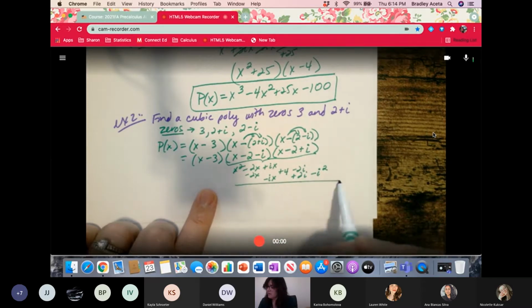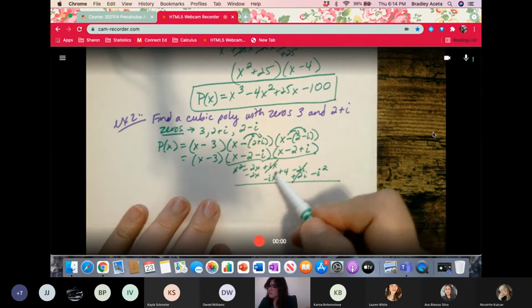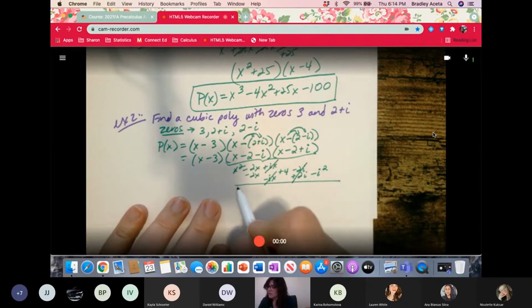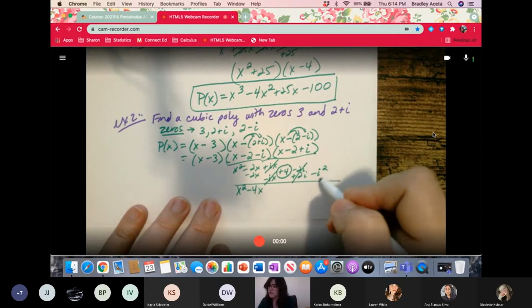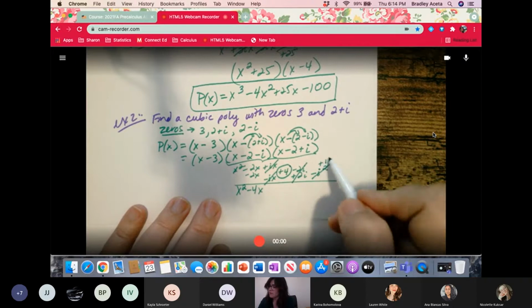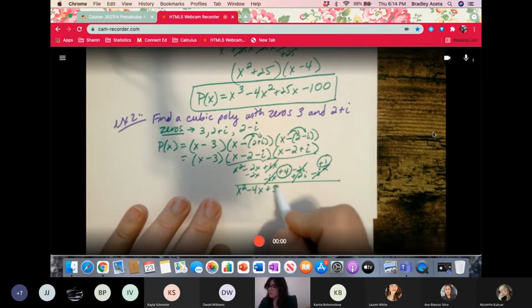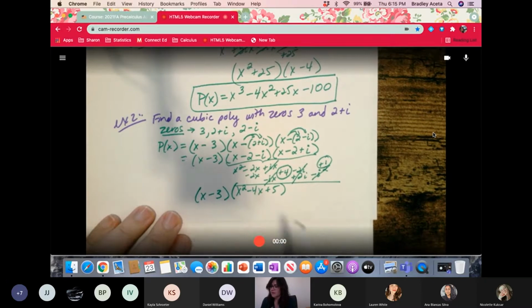Okay, so let's see what remains. My 2i and negative 2i go away. My ix and negative ix go away. I'm working down. I have x squared minus 4x. I have a 4. And then don't forget, i squared is negative 1. So negative i squared would be positive 1. So 1 plus 4 makes 5. So that trinomial times that trinomial FOILed out becomes this. And then don't forget, you guys still have to multiply with x minus 3.